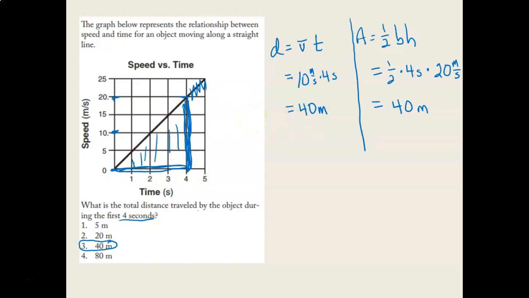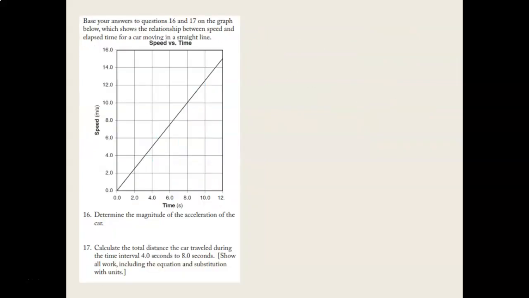Okay, let's look at another problem. Okay, so again, here we have another velocity versus time graph. We have speed and time. Okay, so base your answers to 16 and 17 on the graph below, which shows the relationship between speed and time for a car moving in a straight line. Okay, determine the magnitude of the acceleration.